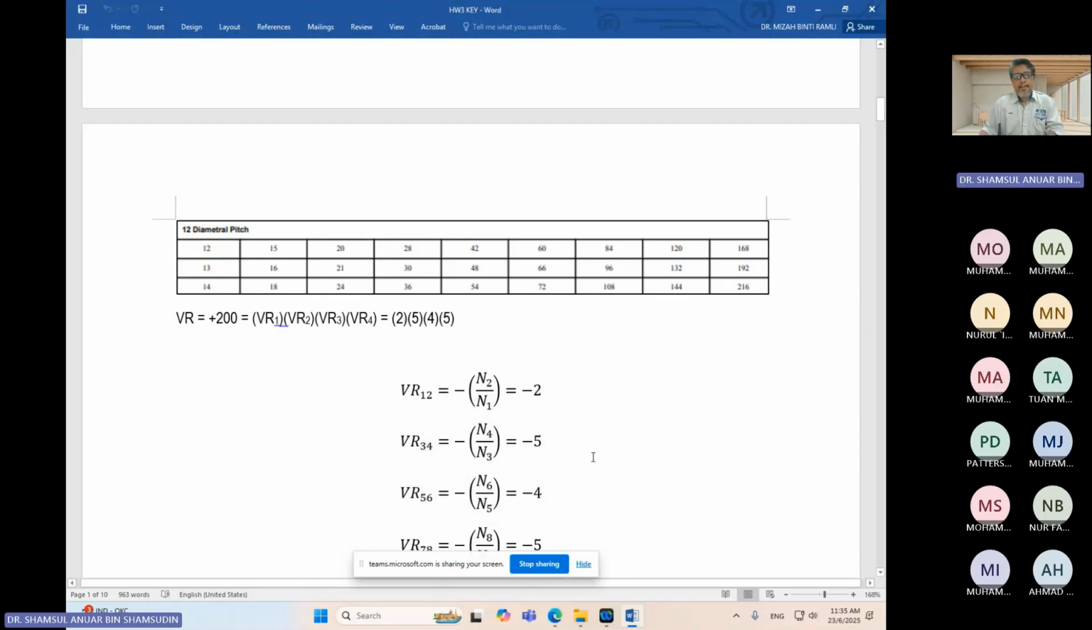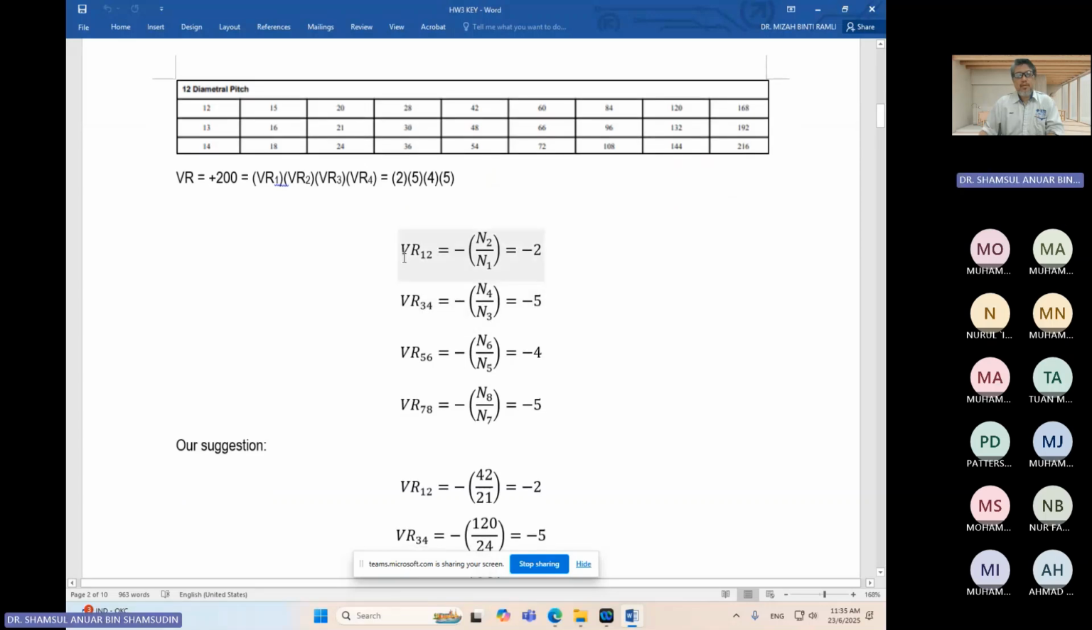So the first pair, between gear 1 and 2, you know it's going to be -2. The second one -5. Sebab apa dia negatif? Sebab dia external gear.